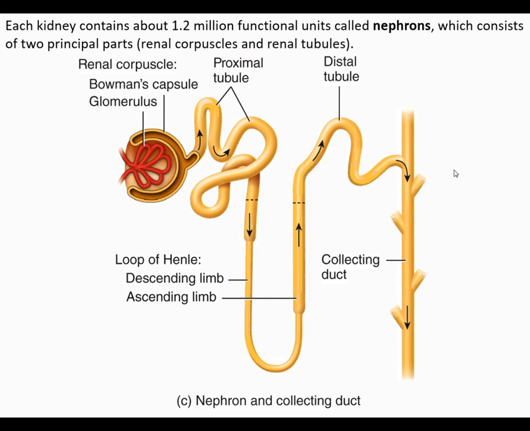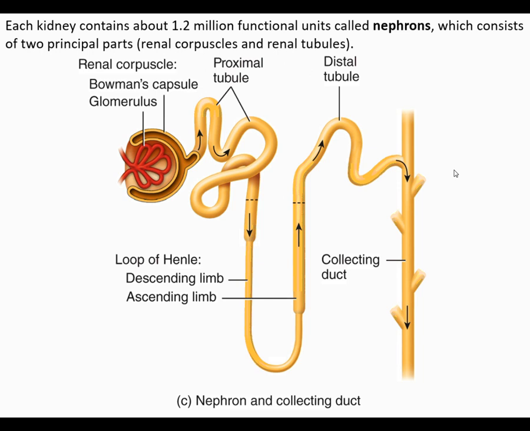Each of our kidneys has over 1 million of them. They're very small microscopic structures made up of two principal parts. We're not going to get to talk about what they do completely, but they perform the three major things that eventually lead to the formation of urine.